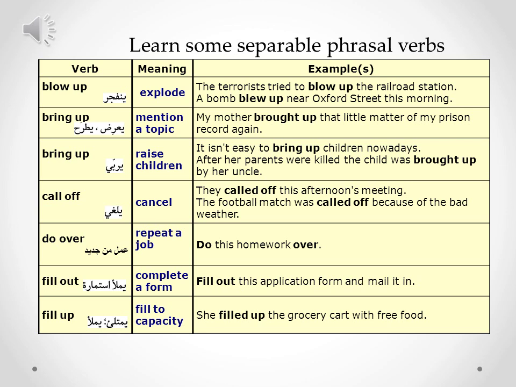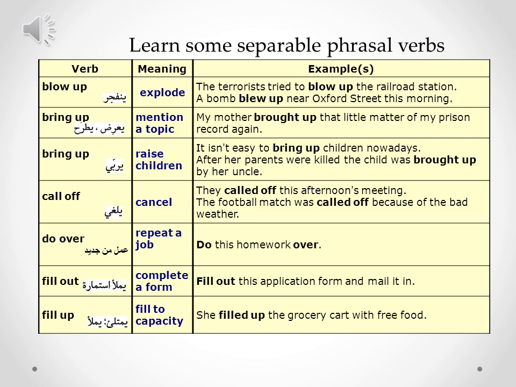Examples: they called off this afternoon's meeting. The football match was called off because of the bad weather. Do over means to repeat a job. Example: do this homework over. Fill out, which means to complete a form. Example: fill out this application form and mail it in.